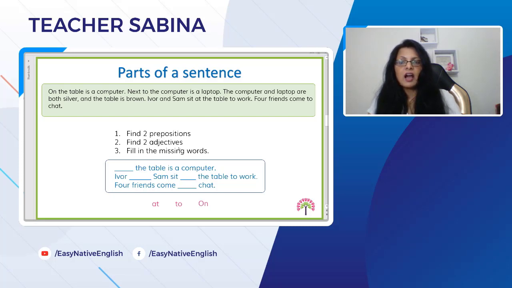are both silver. So the computer and laptop are both silver. Now, silver is describing the laptop and the computer. So that is a descriptive word, which means that is an adjective. Then we have the table is brown. So brown is describing the table, which means brown has to be an adjective. So our two adjectives that we can use are silver and brown. So in this case, both of them are colours today.